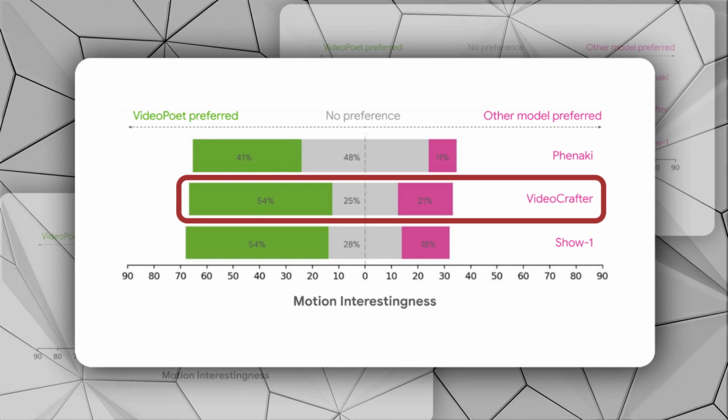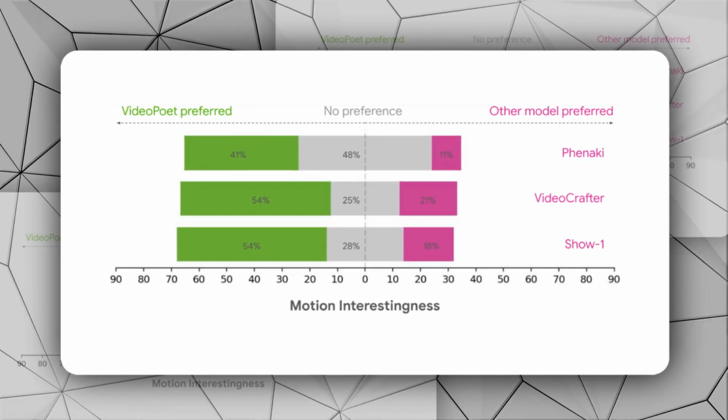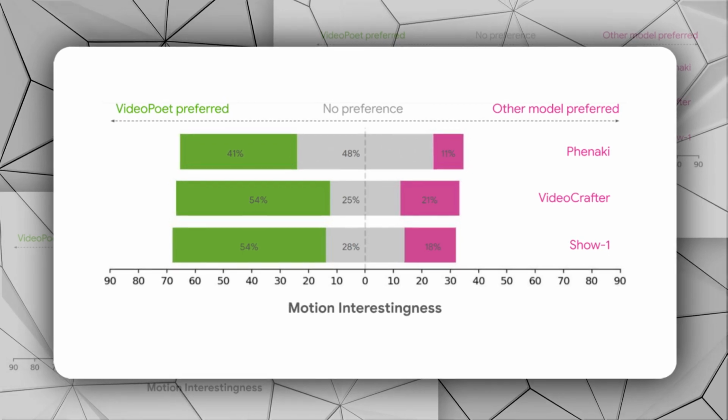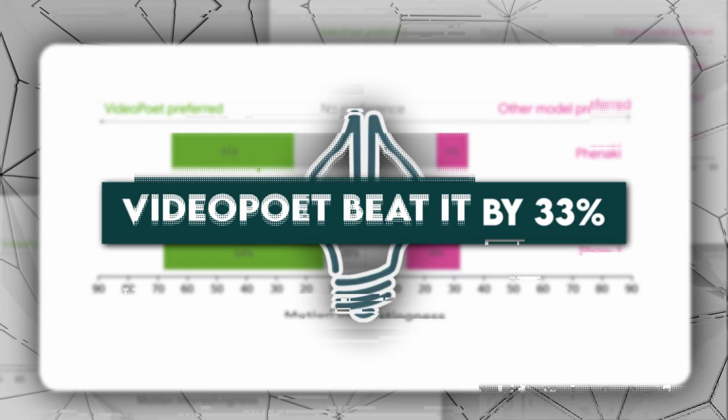Videocrafter performed better versus the first test and was the first runner-up in this round, but it didn't even come close to Google's video generator. Videopoet beat it by 33%.